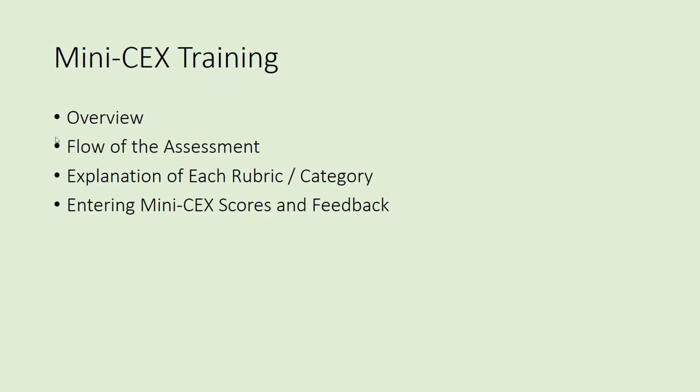And so hopefully that gives you a little bit more information on the nature of the rubric and how to give scores, and some ways that will make scoring a little bit easier. Again, 3 to 5 minutes, 3 to 5 categories per patient encounter. We went through an overview, a flow of assessment. I'm going to give an explanation of each rubric category, hopefully the description, and then also go through entering Mini-CEX scores and feedback.